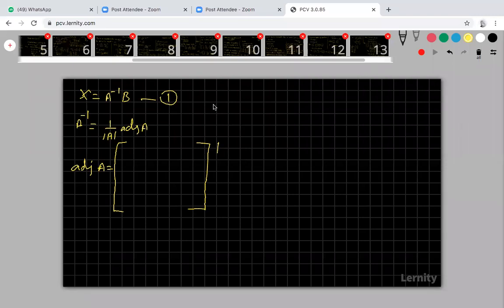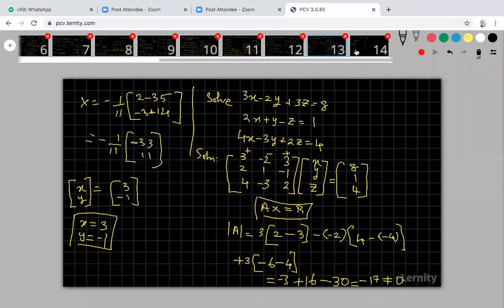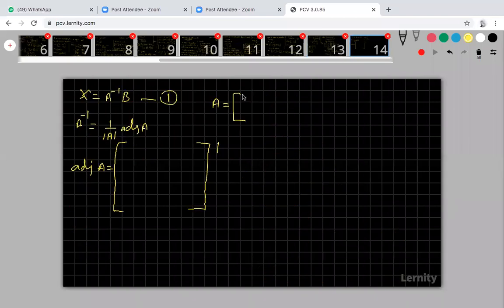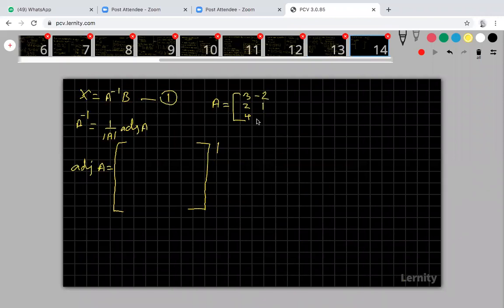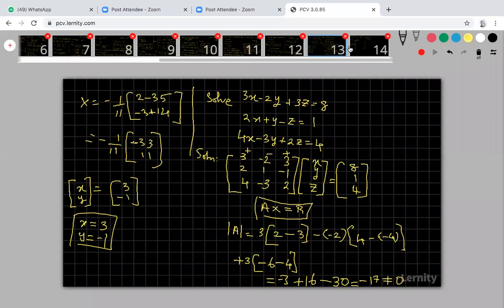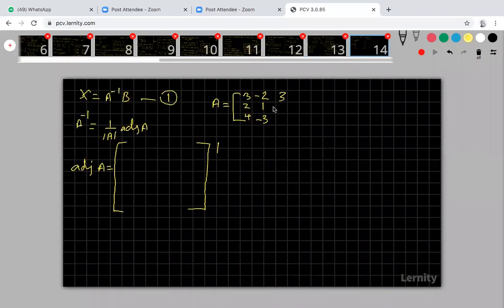First of all, what is your A? Your A is 3, minus 2, 4 in the first row; then 3, minus 2, 1, minus 3, 1, minus 1, 2. Now find out the minor of this element. Leave this first row, leave this first column, take the minor. Minor means take the determinant of these 4 elements.